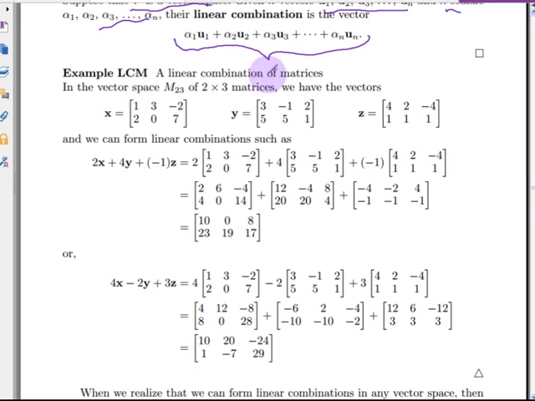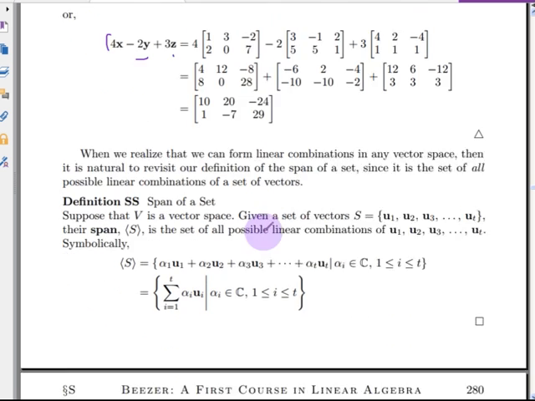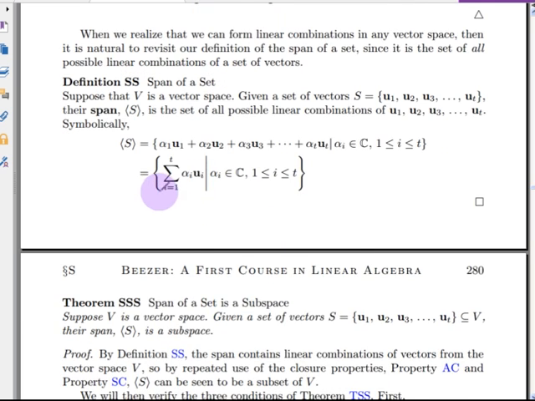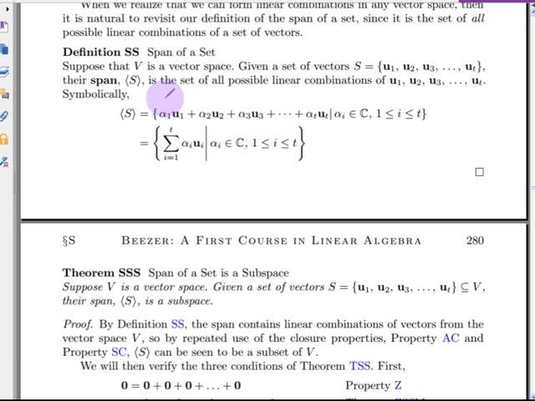For instance, you can have a linear combination of matrices. Here in this example, 4 times this matrix X minus 2 times this matrix Y plus 3 times this matrix Z. And you add very similarly. Actually, you can see that these are pretty much like vectors, only they're just rearranged. Instead of in a column, they're arranged in a table. But as I said, we can do linear combinations of any type of vector, even polynomials or functions or any other type of vector.